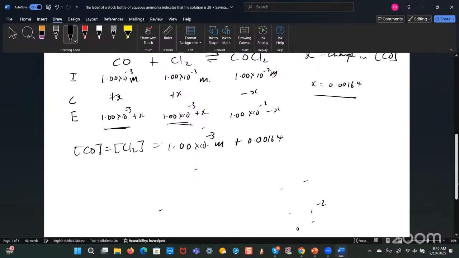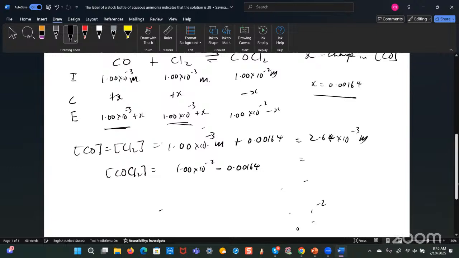0.00164. And then the concentration of COCl2 would be equal to 1.00 times 10 to the minus 2 minus x, which is 0.00164. So let's work out what each of these give. Calculator. So 1 times 10 to the minus 3 plus 0.00164. So this gives 2.64 times 10 to the minus 3 M.